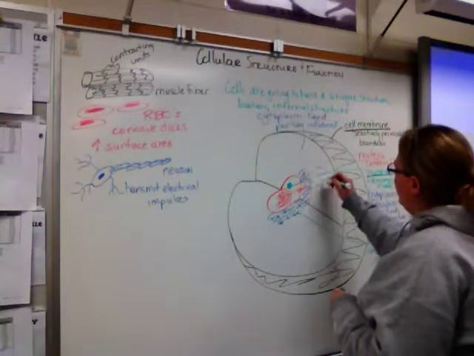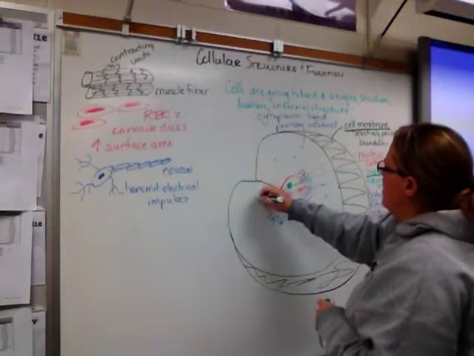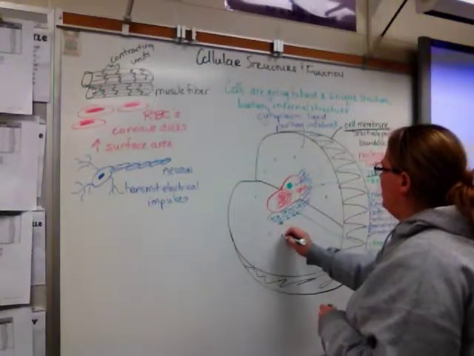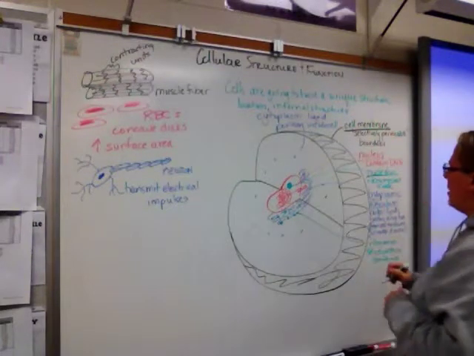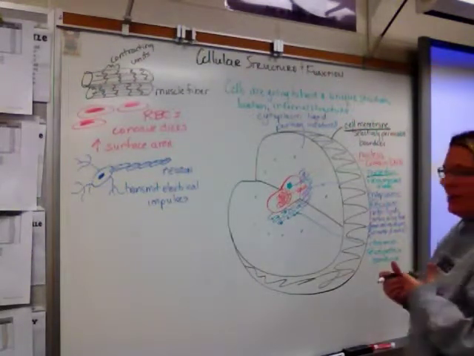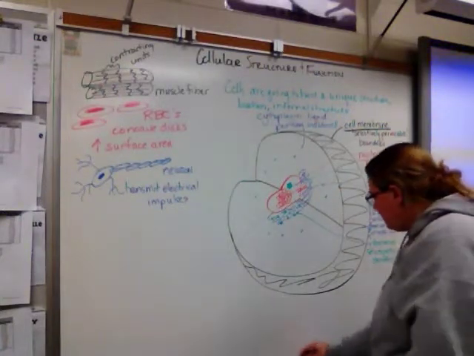There are some free-floating ribosomes, so I'm going to go ahead and draw some out here in the cytoplasm. Okay, I'm going to make them green, but you need to know that most of them, the majority of them, are embedded on this ER. The ER that is not embedded with ribosomes is what we call the smooth ER.